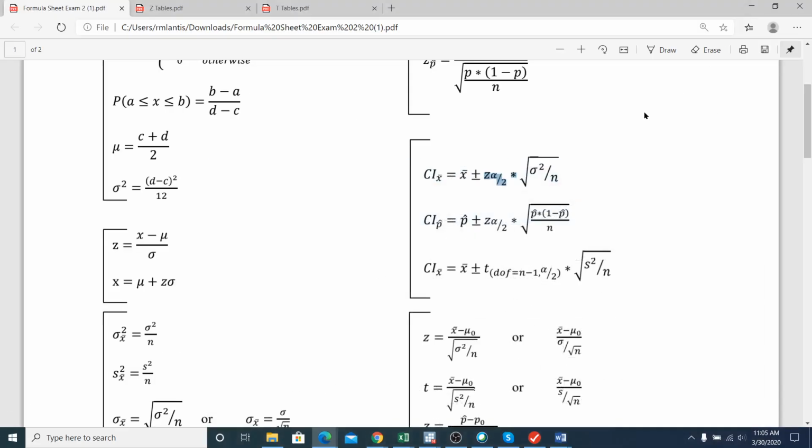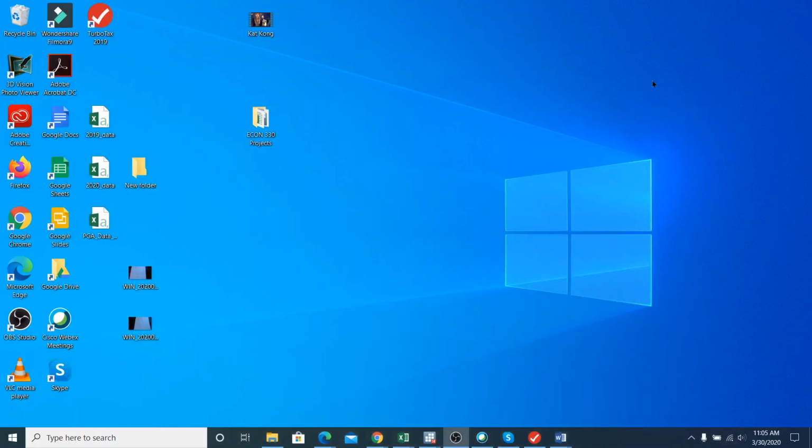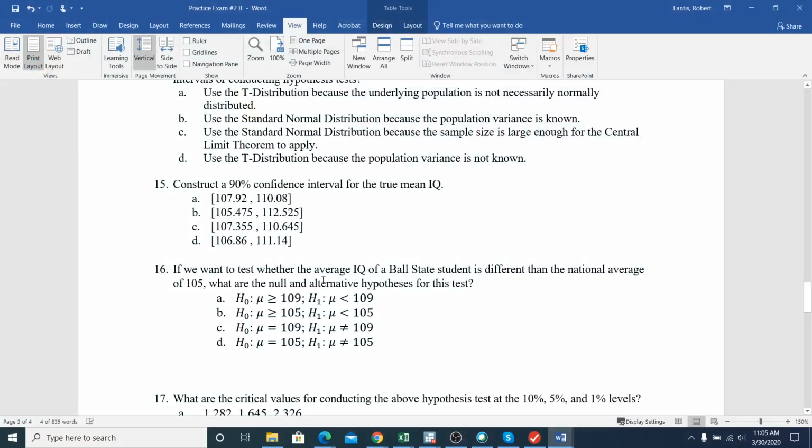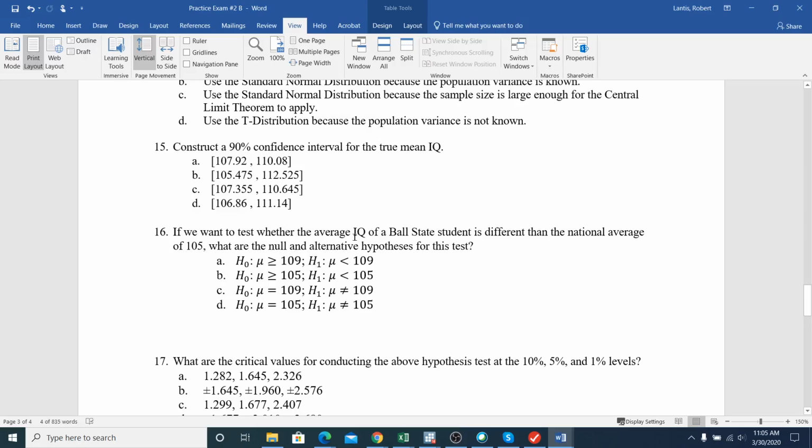All right. So the next question is, after we have this confidence interval, let's do a hypothesis test instead. So we want to test for whether or not the average IQ is different than the national average of 105. So are our Ball State students different than the average? Anytime we see this phrase different than with hypothesis testing, we should automatically be thinking, is it not equal to? Is it different than 105? Is it not equal to 105?